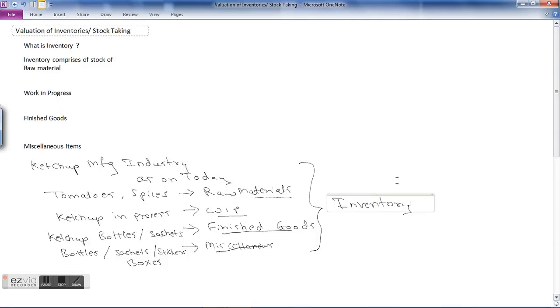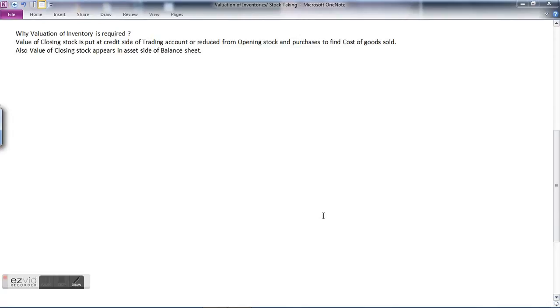Okay, now we'll see why the valuation of inventory is required or is important. So value of closing stock is put at the credit side of trading account. Trading account is similar to profit and loss account, but it is usually prepared by trading or manufacturing companies. Okay, so it is either appearing on the credit side of trading or profit and loss account, or you have to reduce it from opening stock and purchases to find cost of goods sold.